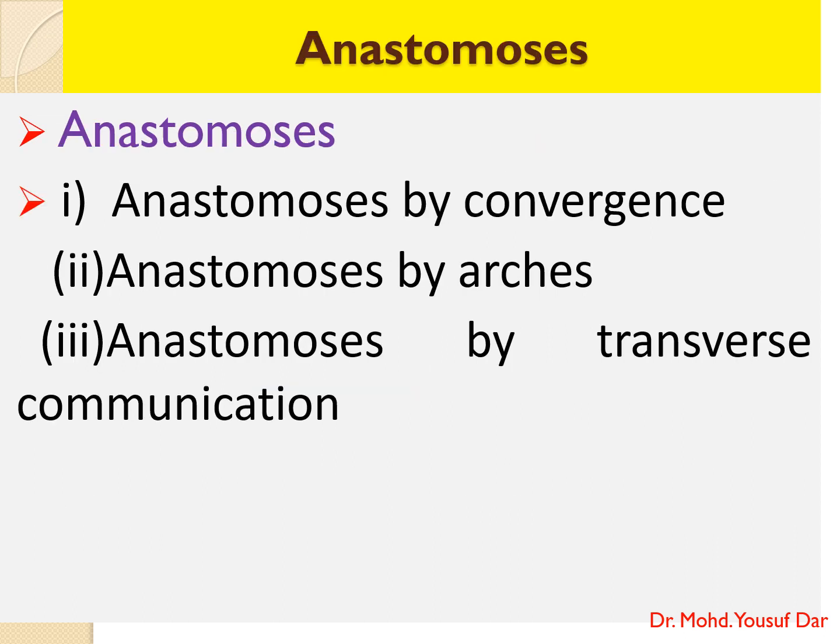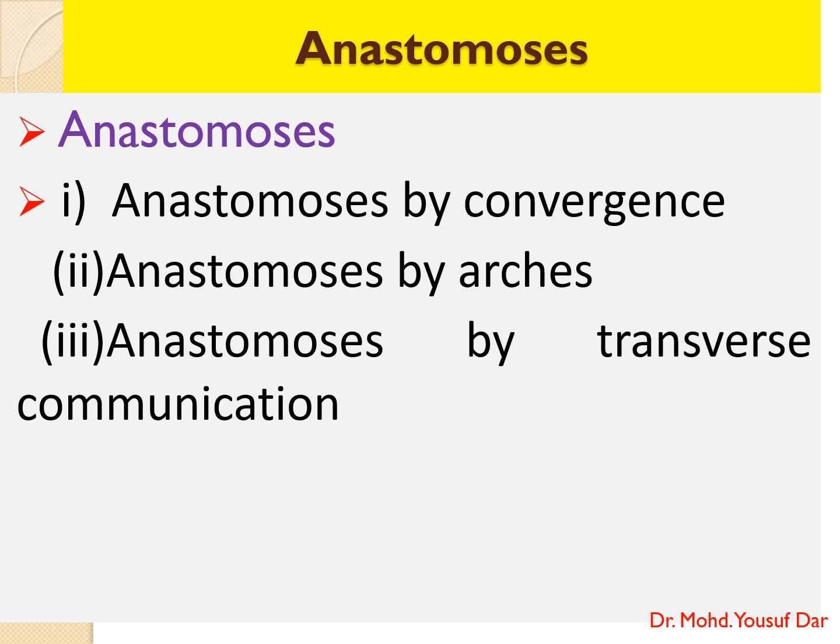Now, anastomosis. The branches of adjacent arteries communicate with each other and form anastomosis. The anastomosis are of three types: anastomosis by convergence, anastomosis by arches, and anastomosis by transverse communication.